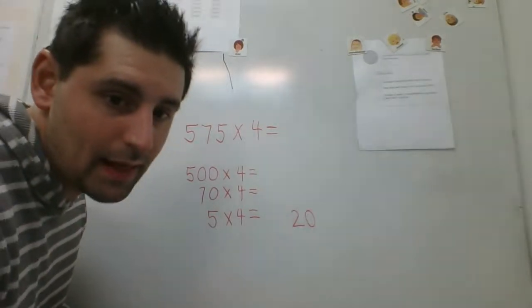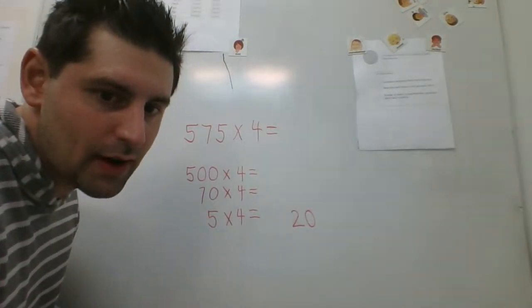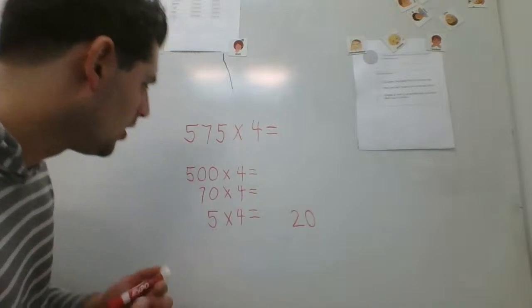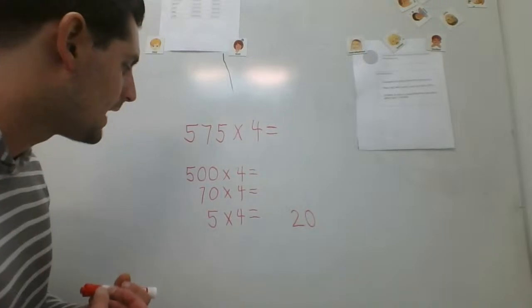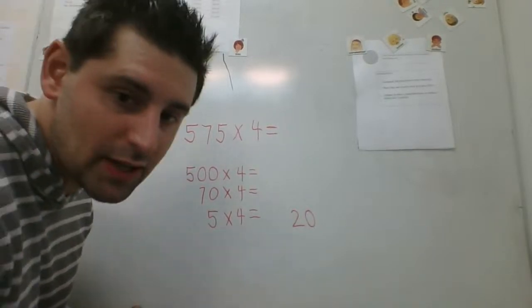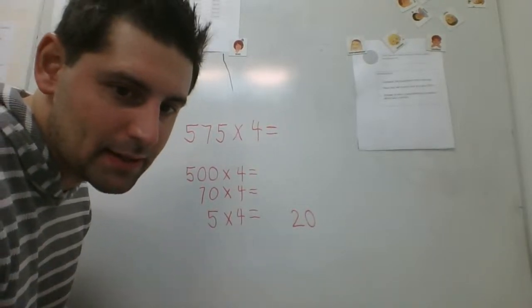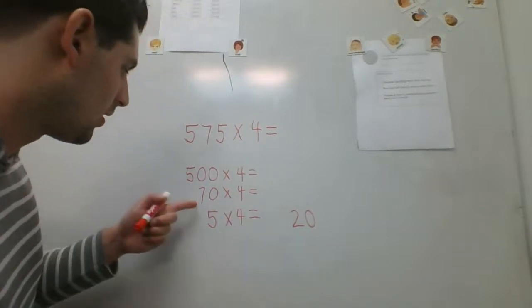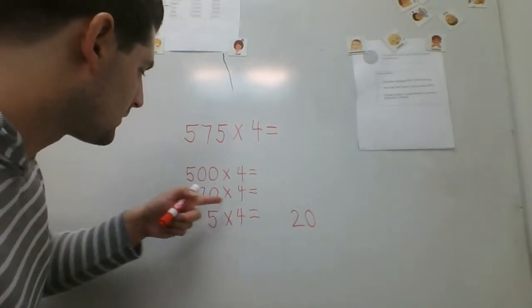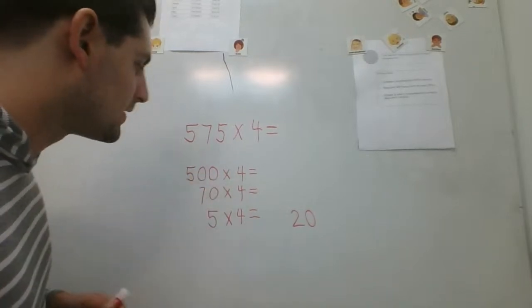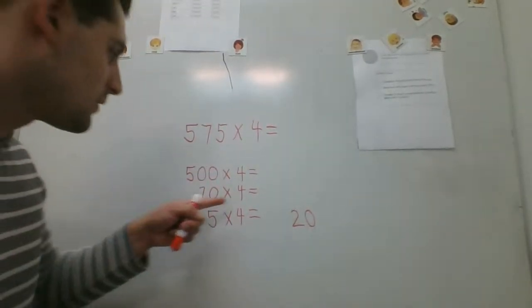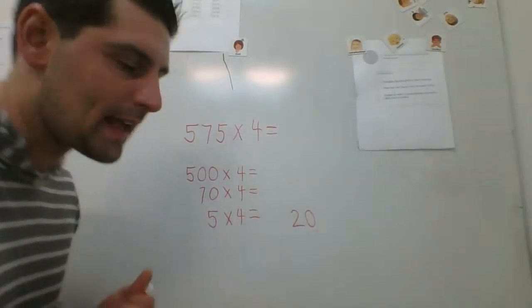70 times 4. Now that is difficult for some people to do in their head, but here's a very simple trick. What we're going to do is multiply 7 times 4, and then however many zeros are before the equal sign, we're going to add that many zeros to our answer. So in this number sentence, 70 times 4, there is 1 zero before the equal sign, so we're going to add the 0 to our answer at the end. So 7 times 4 equals 28.